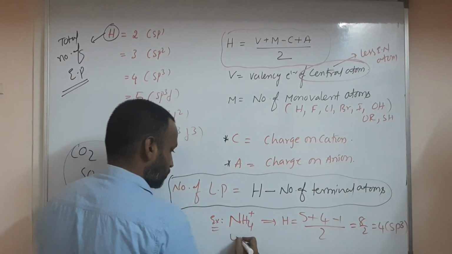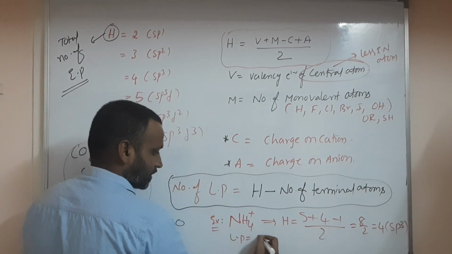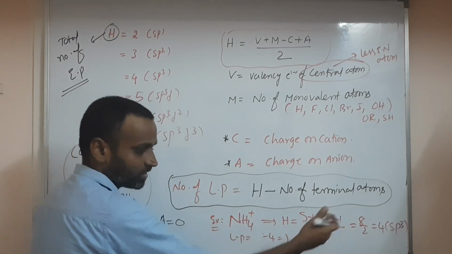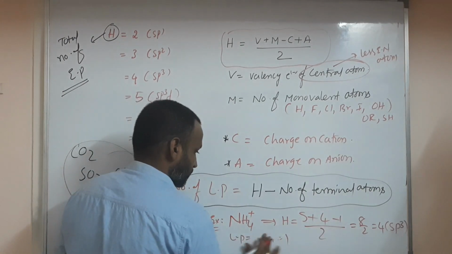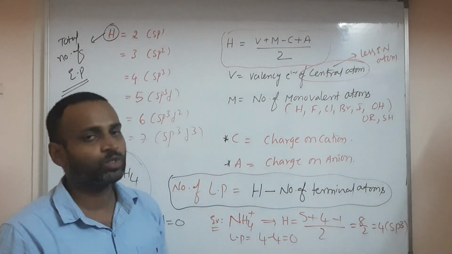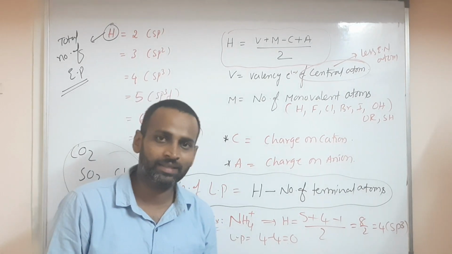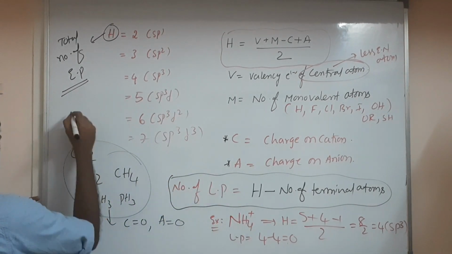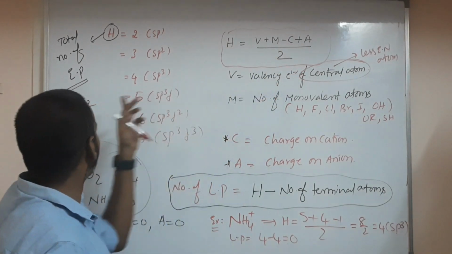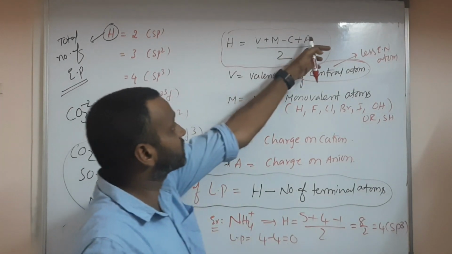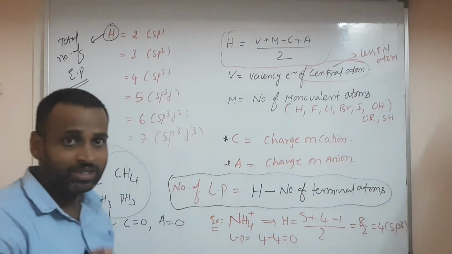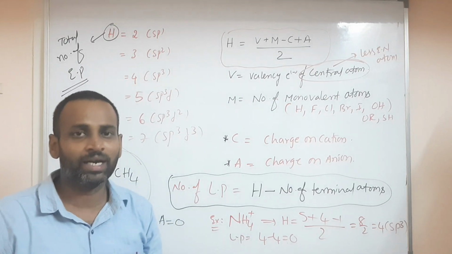Number of lone pairs, how to get it? Hybridization is 4, so lone pairs are 4 minus 4, that is 0. So no lone pairs, so it is tetrahedral. Like that you can see. But in carbonate, CO3 2-, the cation charge will be 0, but the anion charge is minus 2, and instead of minus 2 you have to take plus 2 for A, remember. In this way you can find hybridization and all.